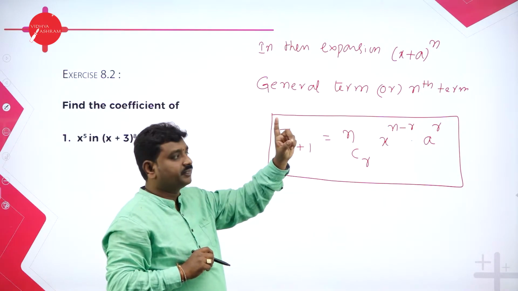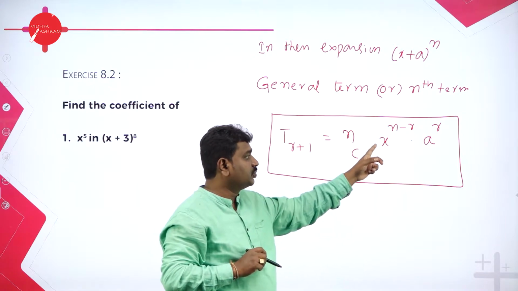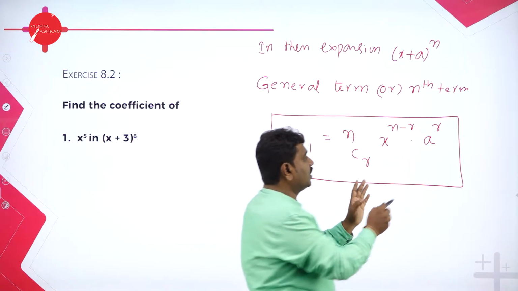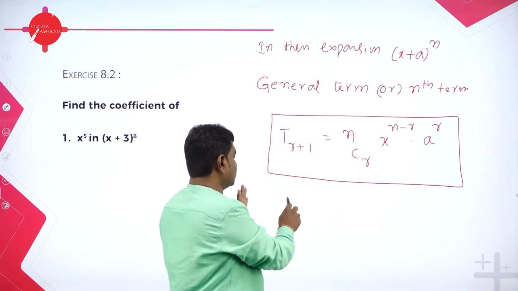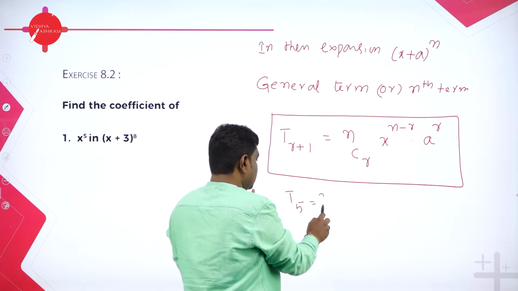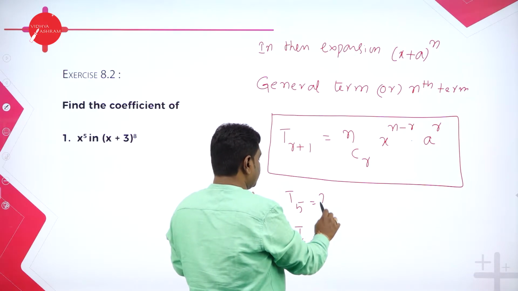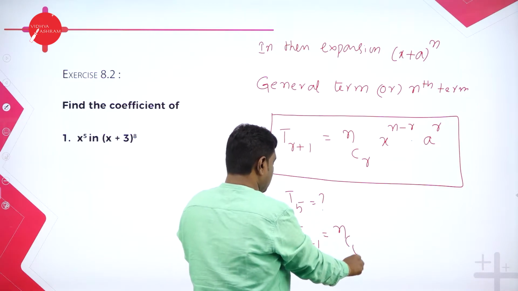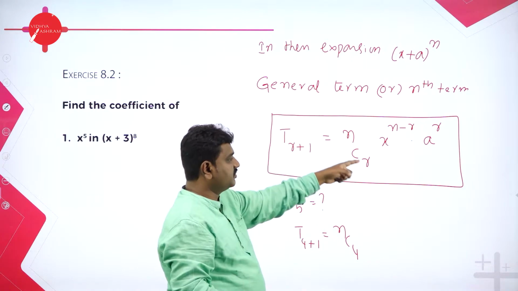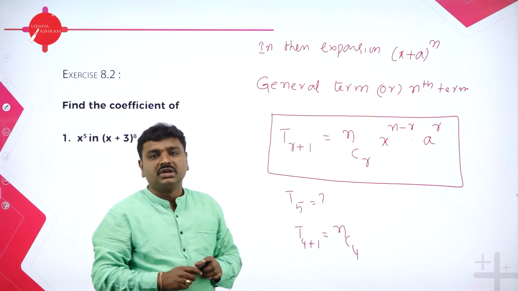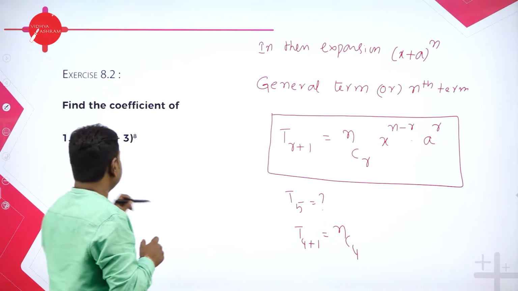First term plus second term. So what is the general term formula? T(r+1) is nCr x power n minus r into a power r. Please memorize this. See T(r), if I want the fifth term, if I want T5, then I write it as T(4+1). T(4+1) is equal to, like that, nC4, r will become 4. First term power n minus r, first term power difference of this, second term power r. Please memorize, this is the general term of any expansion.